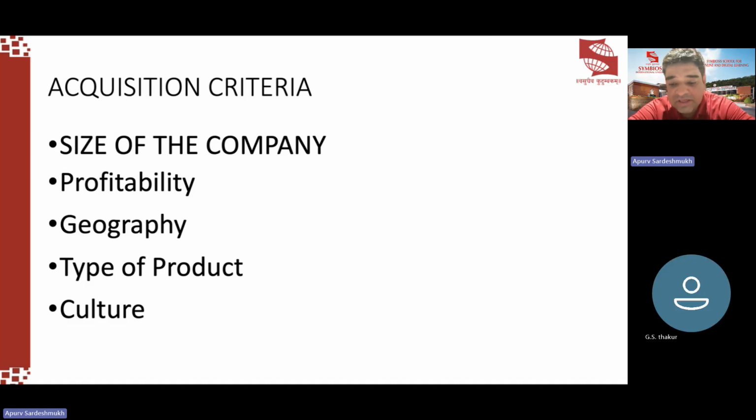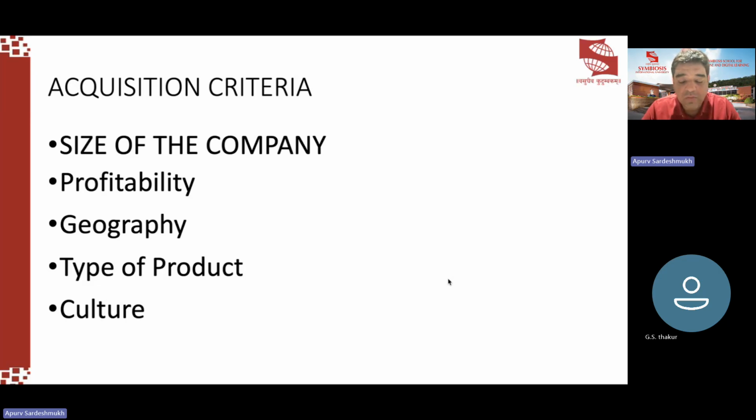Sometimes the criteria can be size of the company. So the size of the company may be a criteria for selection of the target. Sometimes whether the company is profitable or not could be a criteria in acquisition purposes. Whether a company is profit making, and if it's profit making, obviously acquisition makes more sense. That may be a criteria for acquisition of the company.